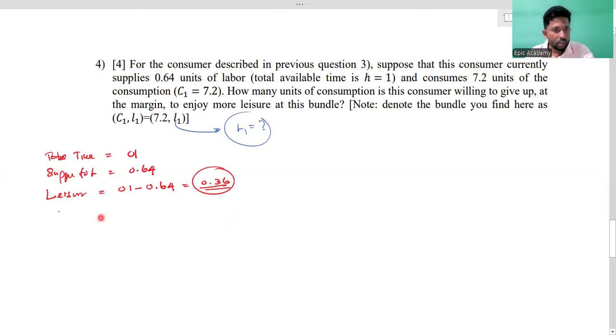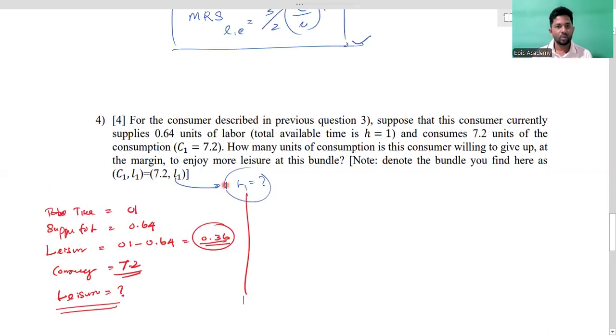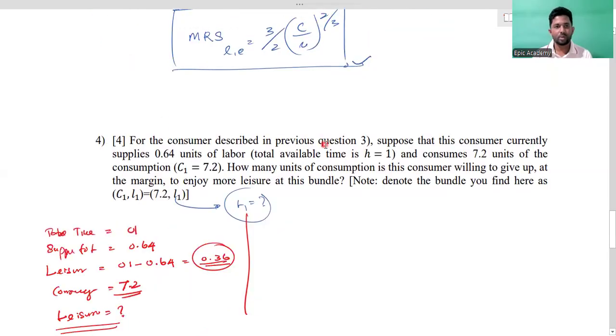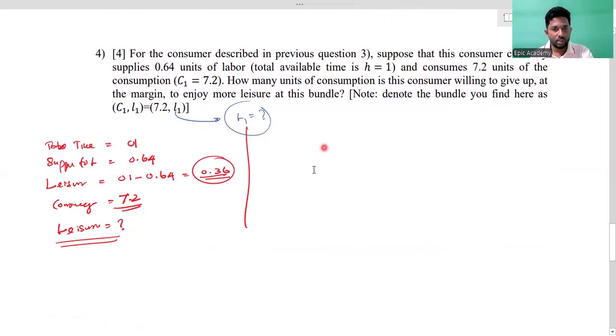Then what about the consumption? Consumption is also given as 7.2. We got the value for C, but we don't have any value for the leisure. That is what we have to calculate. So you got the basic idea in here. Actually, no need to worry about the equation. Just go to this one, because this is the marginal rate of substitution. By looking at that, I'm going to copy this equation.